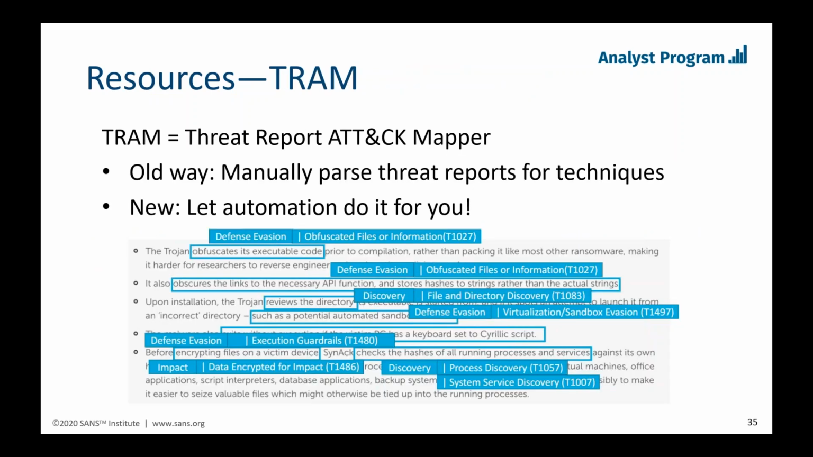Other things that you can do. Resources: TRAM, the Threat Report and ATT&CK Mapper. It is a beta tool that they have just released, and it uses automation to parse out the text in threat reports. Previously, we would have to read through a threat report, circle what's there, and then say, oh, obfuscate executable code, that sounds like this technique, obfuscated files or information. TRAM has this language built in and can automate picking some of these things up and say, oh, this looks like it's doing this thing.